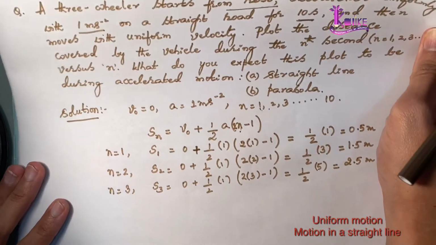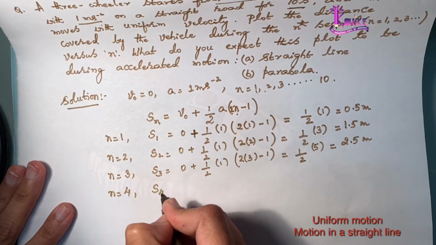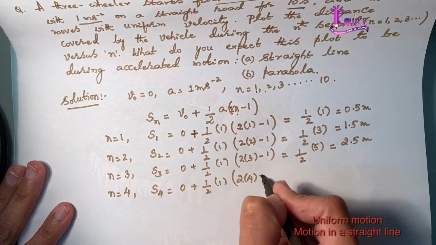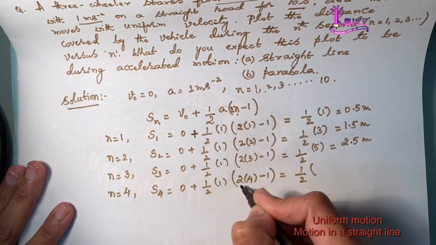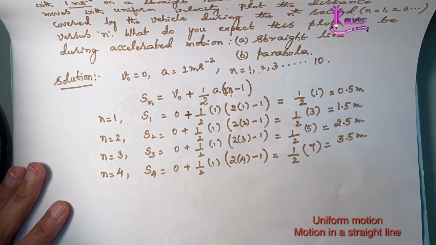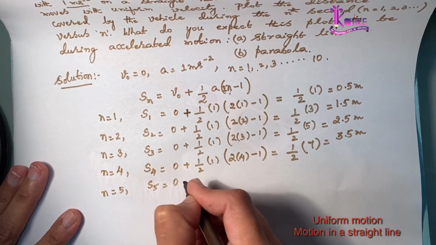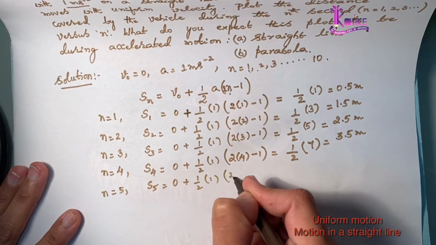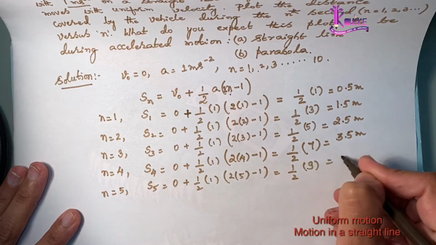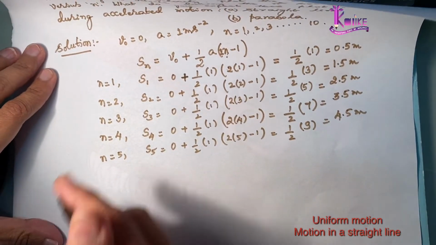Similarly, we go on substituting the values for n. So when n is equal to 4, you have S4 is 0 plus half into 1 into 2 into 4 is the value of n minus 1. That will be half into 8 minus 1 is 7, which will be 7 by 2, that is 3.5 meters. Similarly, when n is equal to 5, S5 should be 0 plus half into 1 into 2 into 5 minus 1, that will be half into 10 minus 1 is 9, so this will be 4.5. So on and so forth, I calculate till n is equal to 10.